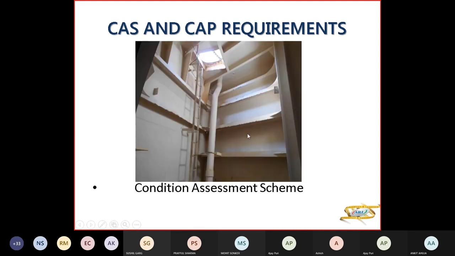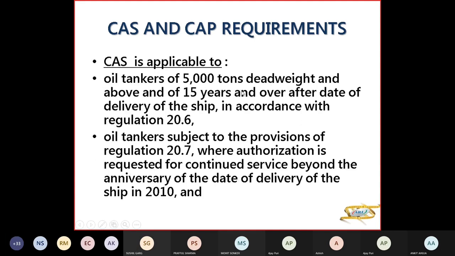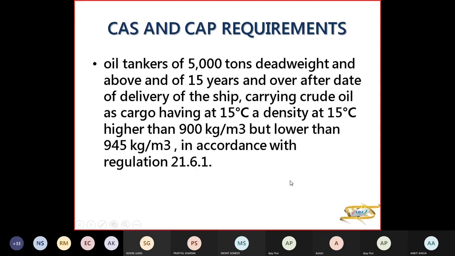So in condition assessment scheme, we check what kind of corrosion is in your tanks. So this is as per MARPOL 73/78 to meet your information on coating, identify your defects and substantial corrosion, evaluate your condition of anodes. So CAS is applicable for 5,000 tons deadweight and above, of 15 years and over from date of delivery, and oil tankers subject to provisions of this regulation.